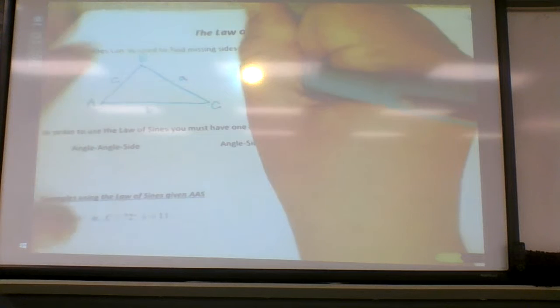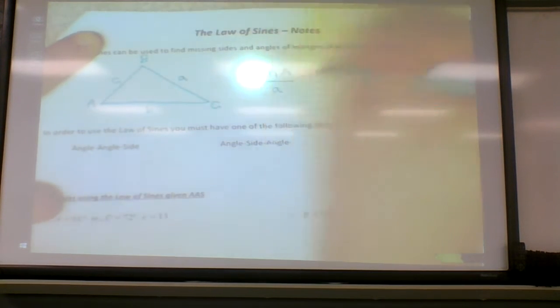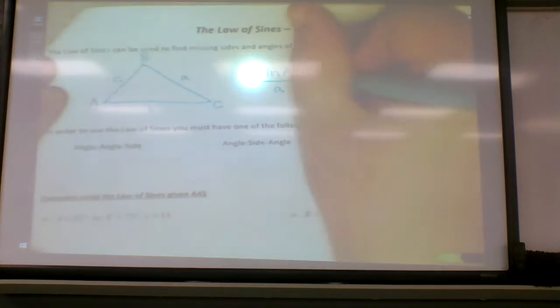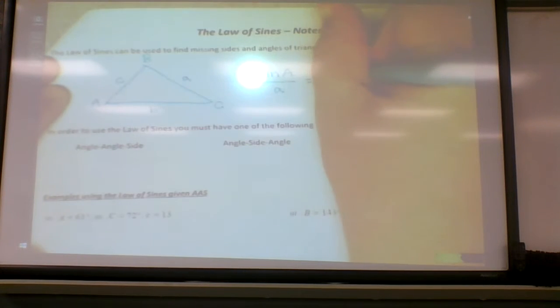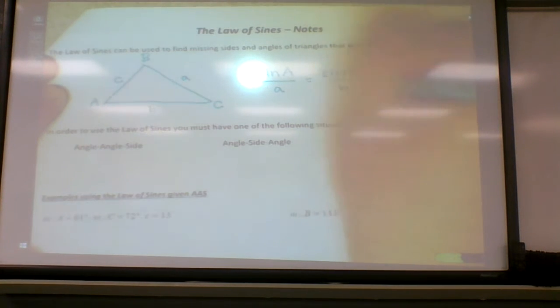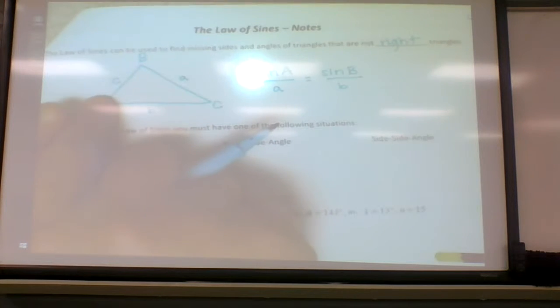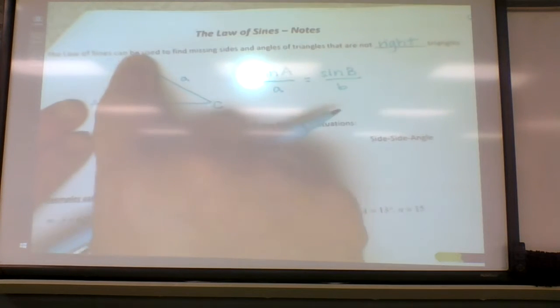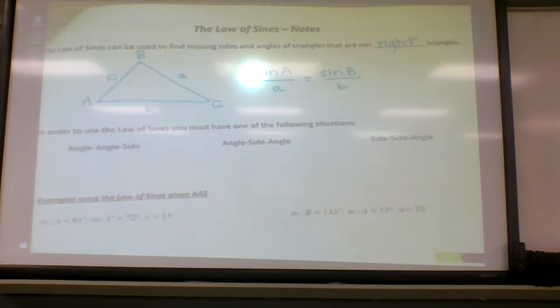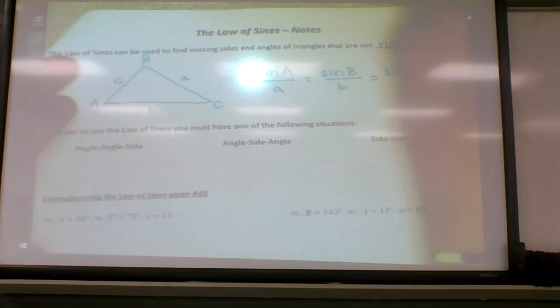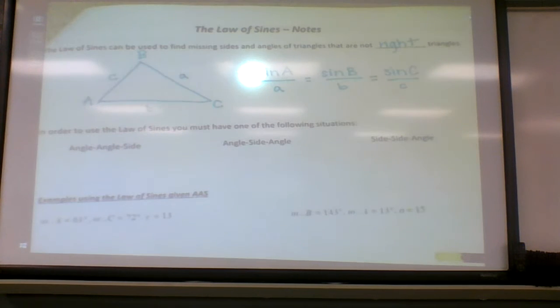And so the law of sines says that the sine of angle A divided by the side A, that ratio is the same as the sine of angle B divided by the side B. So the sine of A over its opposite side is the same as the sine of B over its opposite side. And those ratios are the same. And it is also true that it's the same as the sine of angle C over side C.